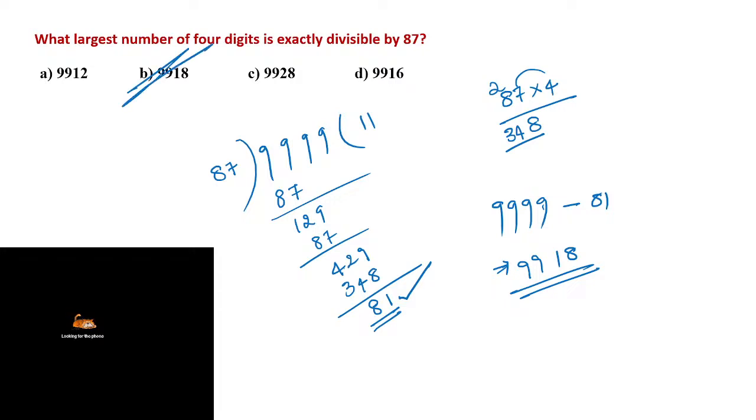Is it clear? Guys, remember that whatever the remainder, if you want the largest number, directly subtract this remainder. If you add, then it becomes a 5 digit number. In the question, you have to identify the largest 4 digit number. So whatever the remainder you get, just subtract it from the highest 4 digit number. So the highest 4 digit number is 9999. Just subtract 81 units, then it becomes 9918. So that is the correct answer.